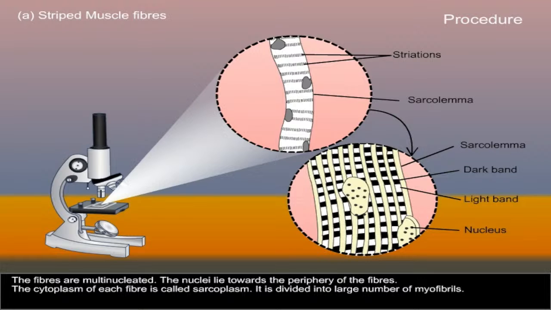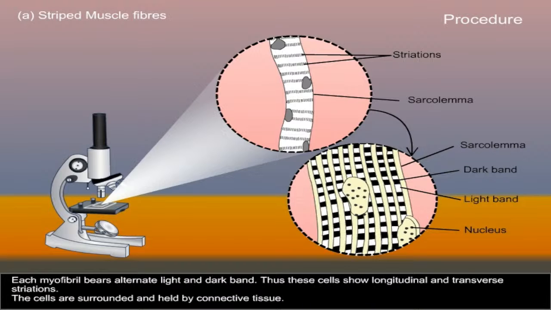The cytoplasm of each fiber is called sarcoplasm. It is divided into a large number of myofibrils. Each myofibril bears alternate light and dark bands. Thus, these cells show longitudinal and transverse striations. The cells are surrounded and held by connective tissue.